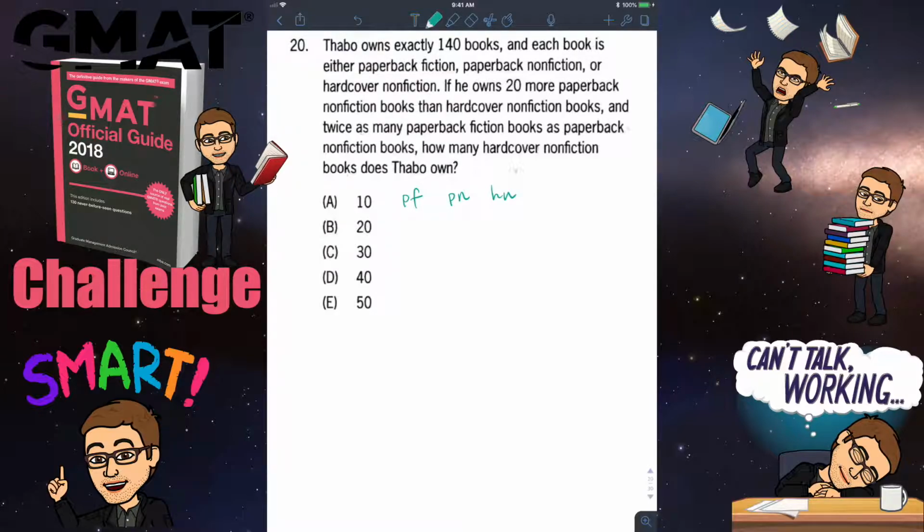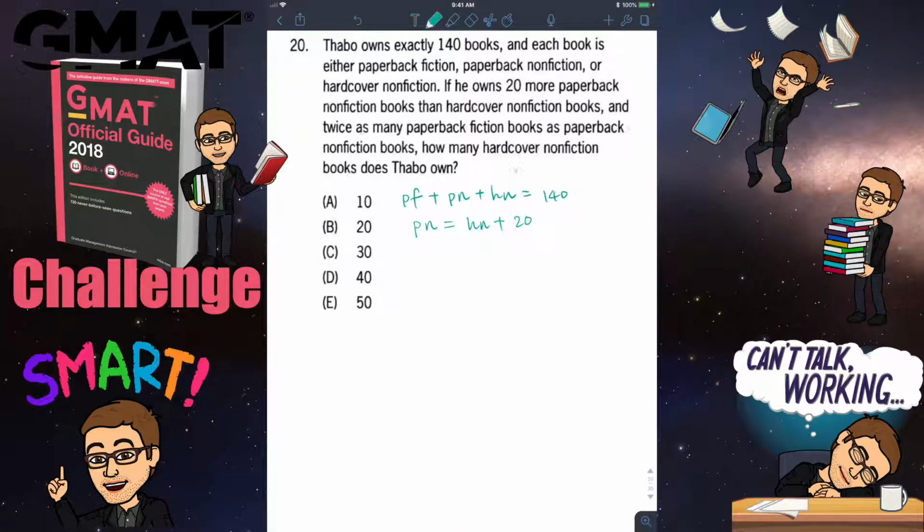Since the total is 140, I add them up, it's 140. That's from the first sentence, Fable owns exactly 140 books. And then, the next sentence says, 20 more paperback nonfiction books than hardcover nonfiction books. So translate that into equations. Paperback nonfiction, you have 20 more than hardcover nonfiction. So it's equal to hardcover HN nonfiction plus 20.